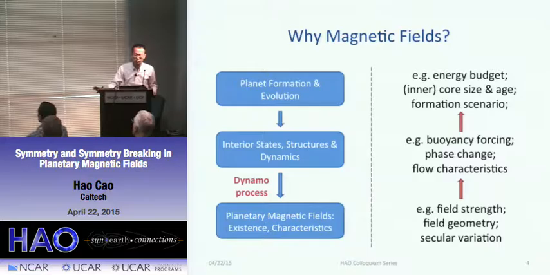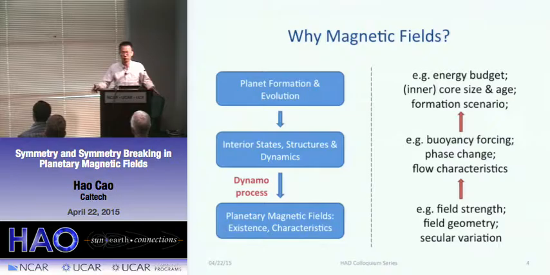On Earth, it's surface measurement and low altitude spacecraft. For all other planets other than Jupiter, all our knowledge of the magnetic field is actually coming from in-situ magnetometer measurements. We measure a particular field strength, and we measure the geometry, and also secular variation if we have enough time span. And from those, if we have a good understanding of the dynamo process, we try to infer what the buoyancy forcing inside the planet is, where the phase changes are, where the surface of the core is, or where the bottom of the boundary is.